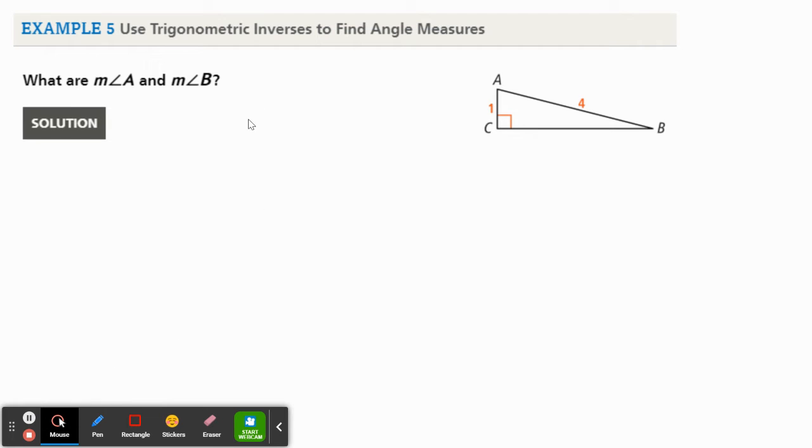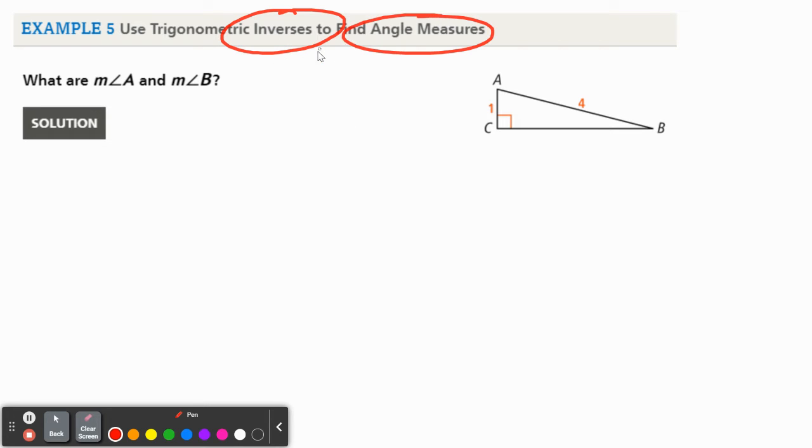Okay, so for this triangle, we're being asked, what are the measures of angle A and angle B? So notice up in the direction it says use trigonometric inverses. So when you use trig, you're finding side lengths. But when you use an inverse, you're finding an angle measure. Very, very important. Inverses help you find angle measures.